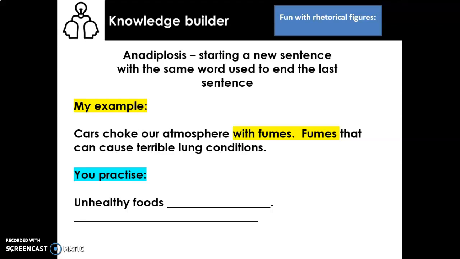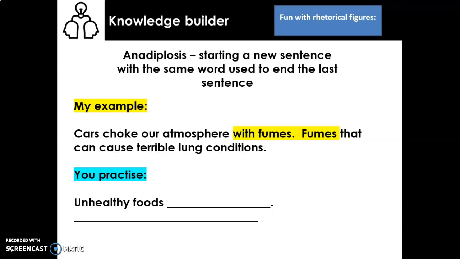Unhealthy foods. Could talk about cause, choke. So think about what unhealthy foods do. But what you've got to remember is whatever word you end that sentence on becomes the starting word of your next sentence. So you can pause now and do it for yourself. Or if you want a little bit of extra help, you can just stay and listen to me, okay? So it's up to you. Be completely independent. Pause now or stay with me.